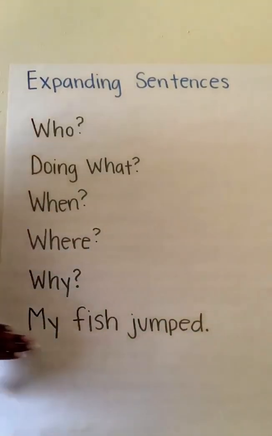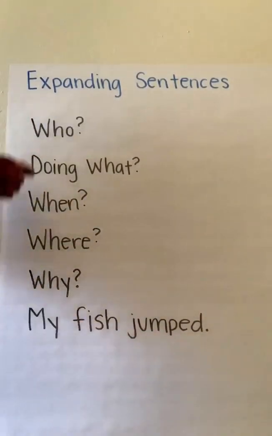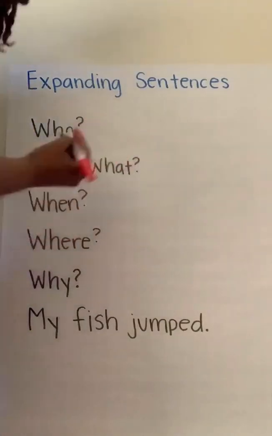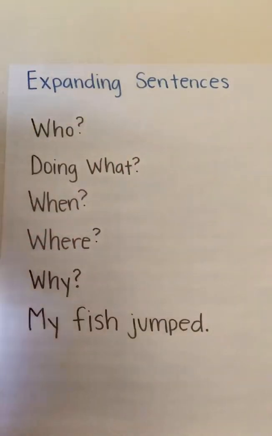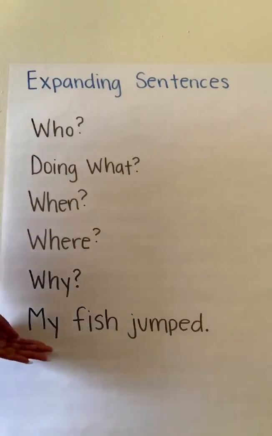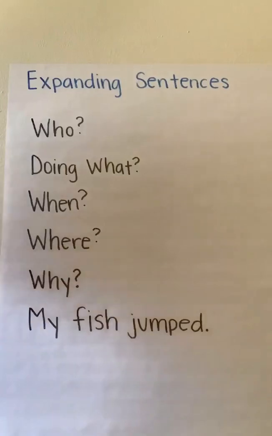So, when we look at my fish jumped, what's the who? If you said fish, you are correct. But what kind of fish? Is it a little fish? Is it a big fish? Is it a goldfish? Does the fish have a name? These are things that we want to think about when we want to add some details to fish.